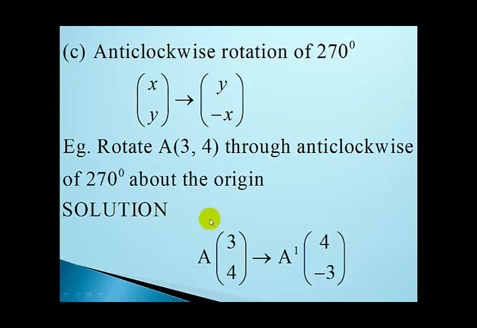So if you are given the point A(3, 4), according to the rule, 4 goes up, 3 comes down, but the 3 is negated. That is how come we have A prime (4, -3).